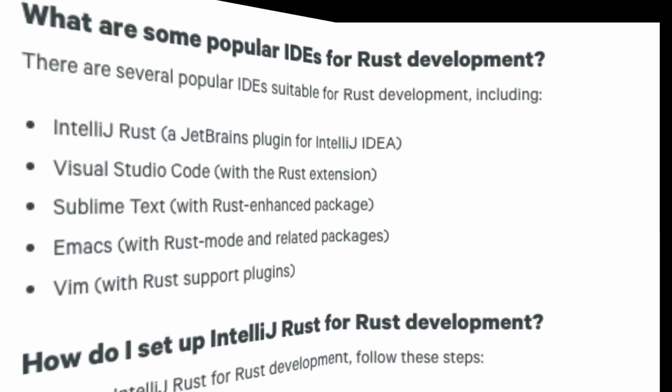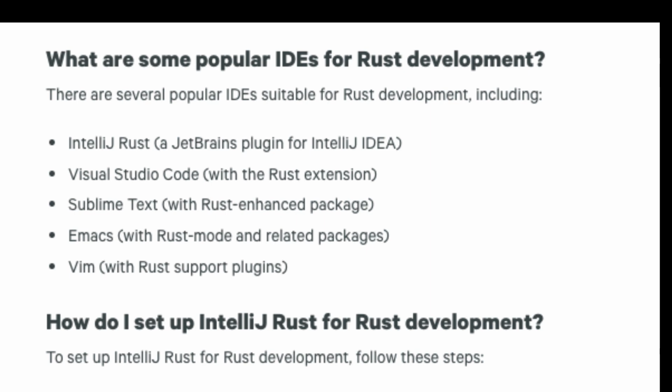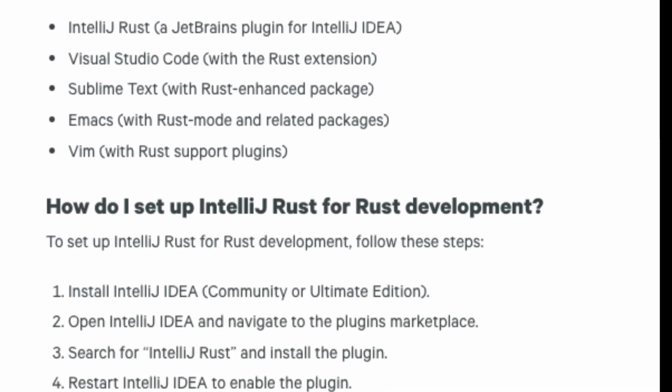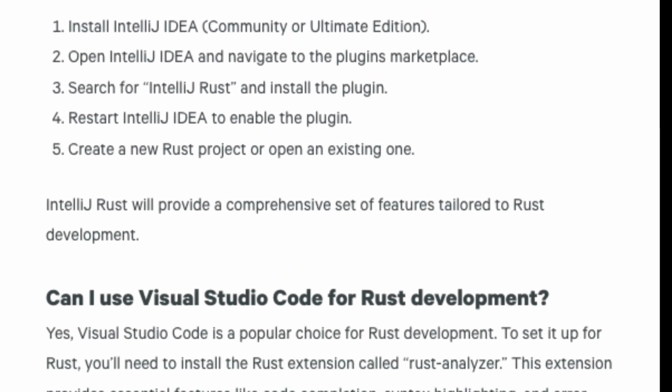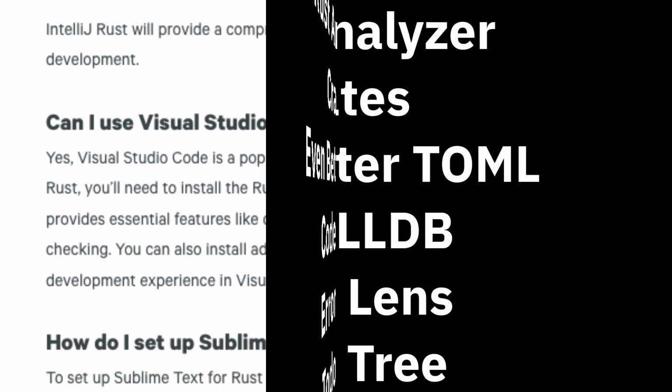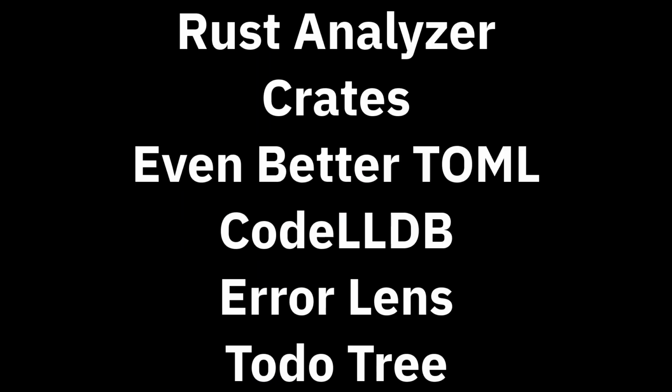Next, you want an IDE with Rust support. Most Rust programmers, known as Rustaceans, use VS Code, but many use versions of Emacs and VI, IntelliJ, and other IDEs. For this video, we'll focus on VS Code since it's the most used. For Rust with VS Code, these are some of the most useful plugins.